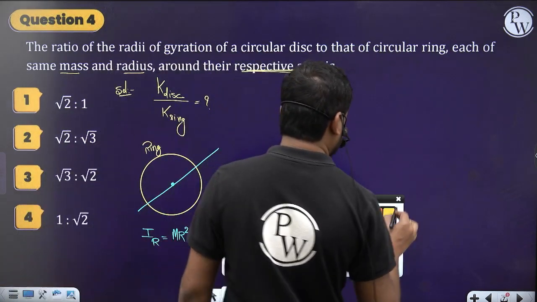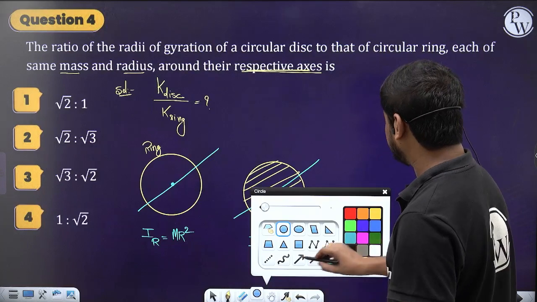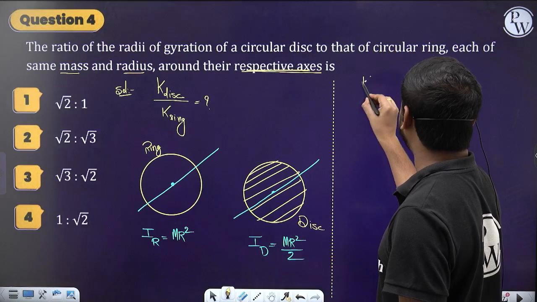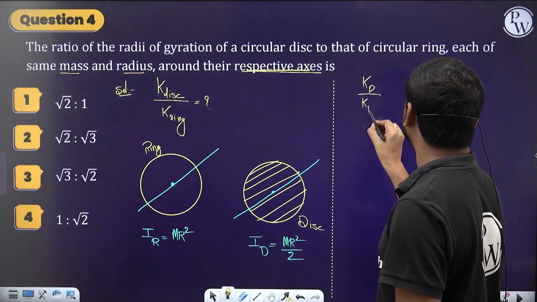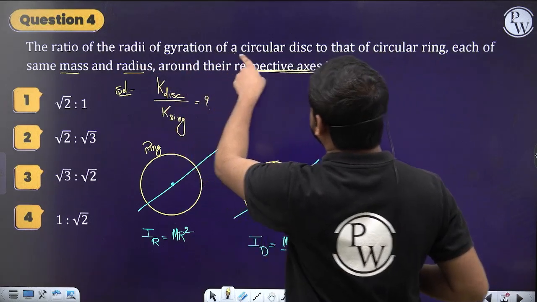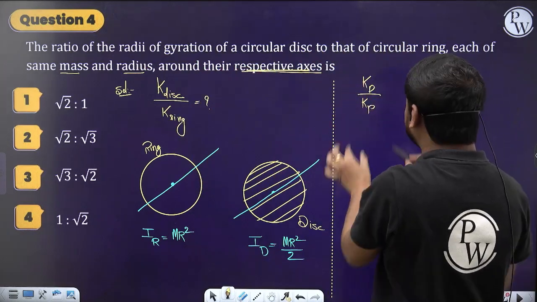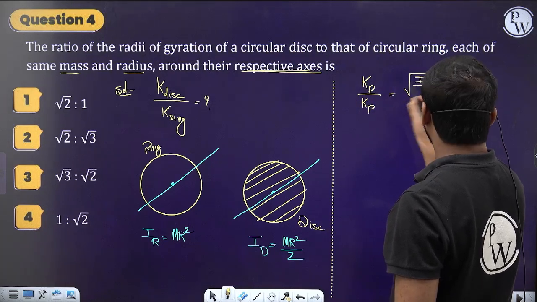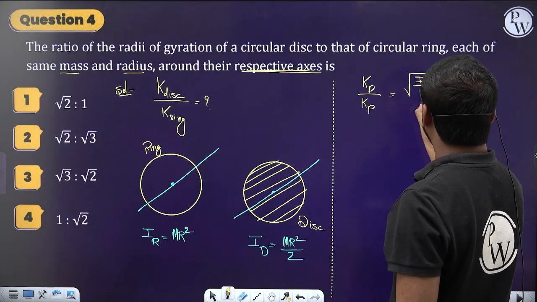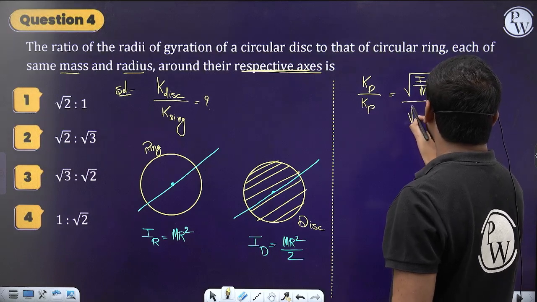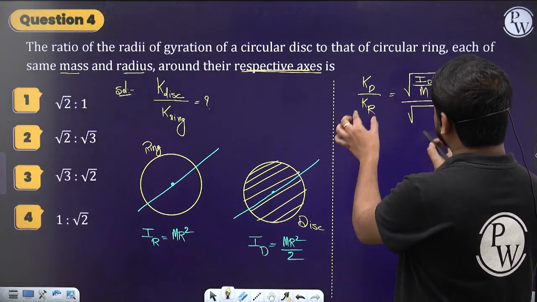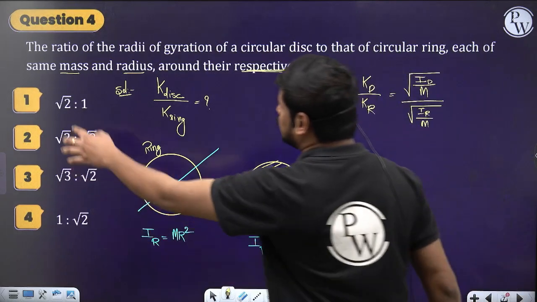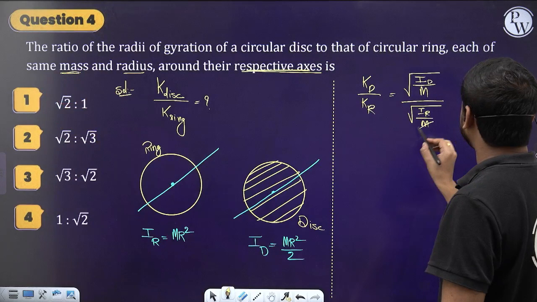Next I need the radii of gyration. What's the radii of gyration formula? K of disc by K of ring. The ratio of the radii of gyration of circular disc to that of the ring. The disc formula is root over I of the disc by mass of the disc, by square root of I of the ring by mass of the ring. They said both have the same mass, so I can cancel out mass and mass.